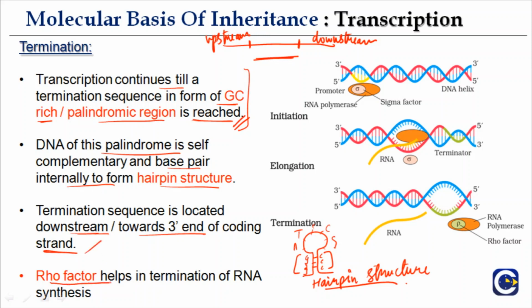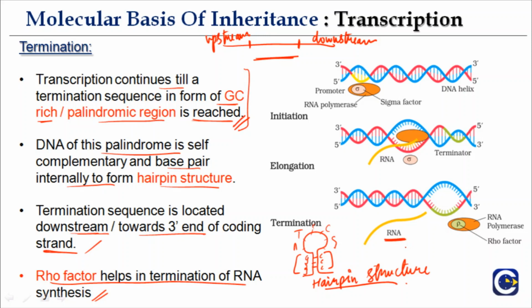And rho factor helps in termination of RNA synthesis. So sigma factor helps in initiation and rho factor here helps in termination. So this rho factor will come and bind to the core molecule and will cause its release, and ultimately it will release the RNA transcript.